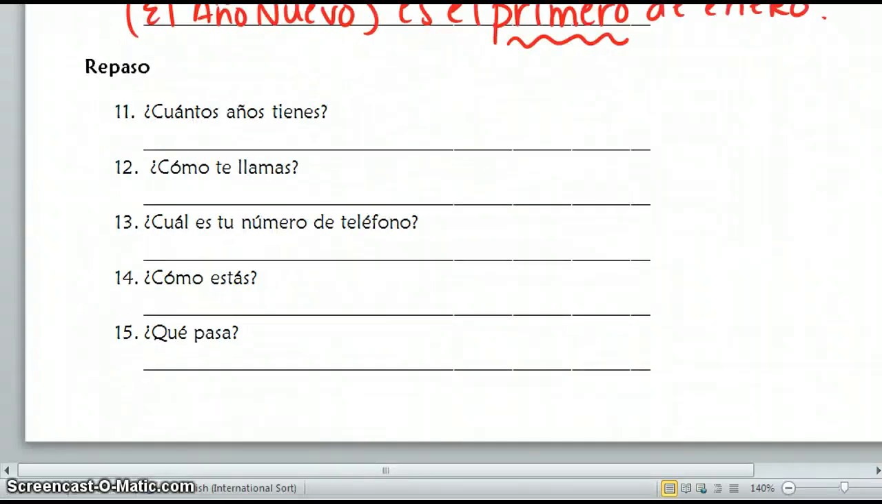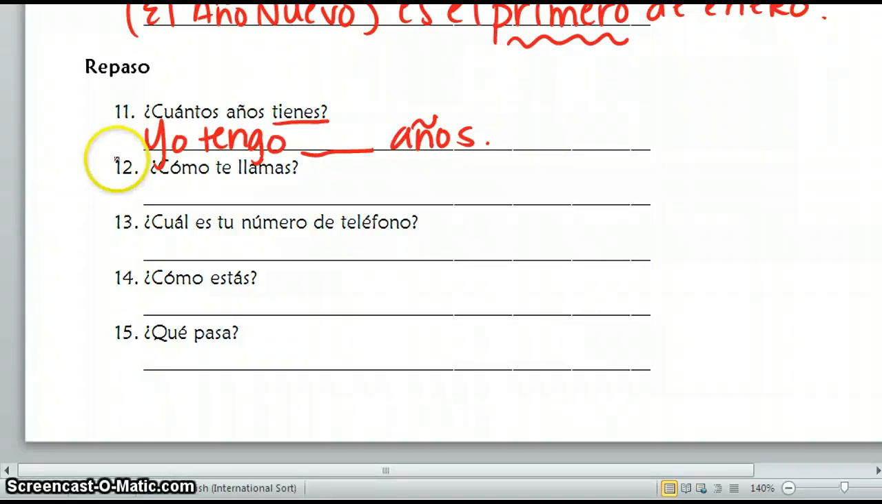All right, let's look at the repaso. This stuff is not going away. These repaso questions are not going away. You're going to see these until the day you leave Spanish 1 and then the day you leave Spanish 2. You'll see these forever. So number 11, ¿cuántos años tienes? How old are you? So you have to take this and use it with yo to say yo tengo, and then however many years you are, años. So, yo tengo 15 años, yo tengo 14 años, or whatever.